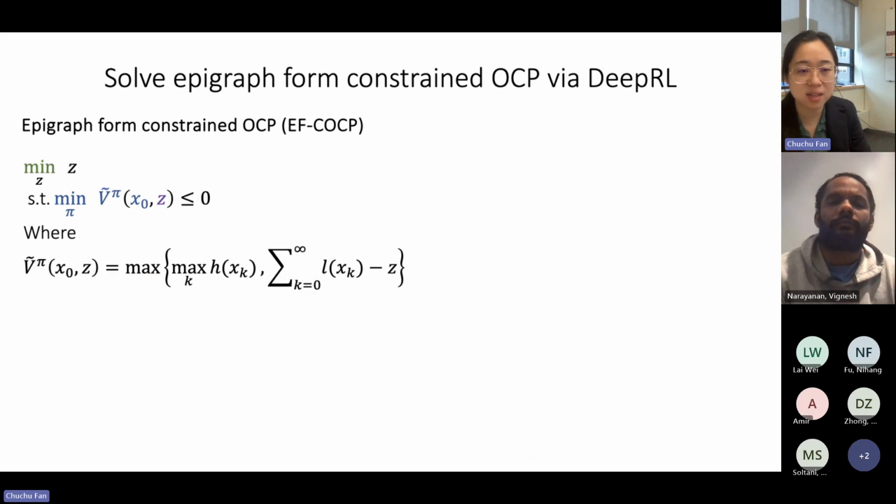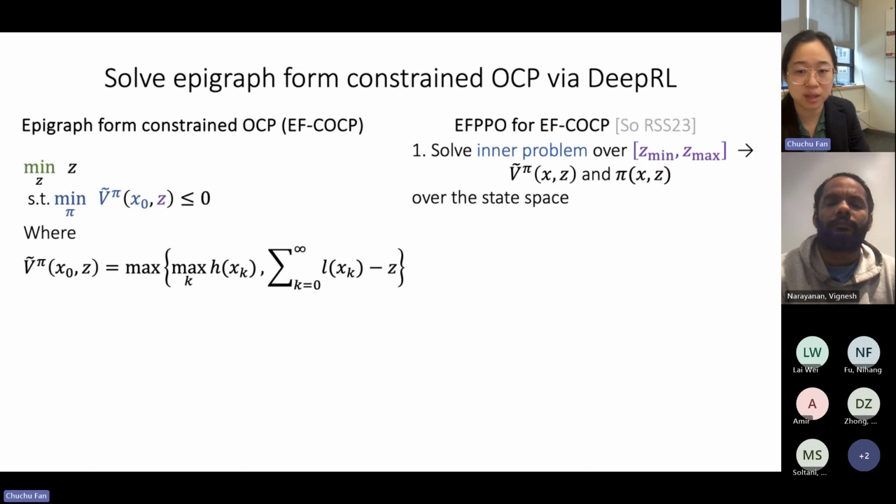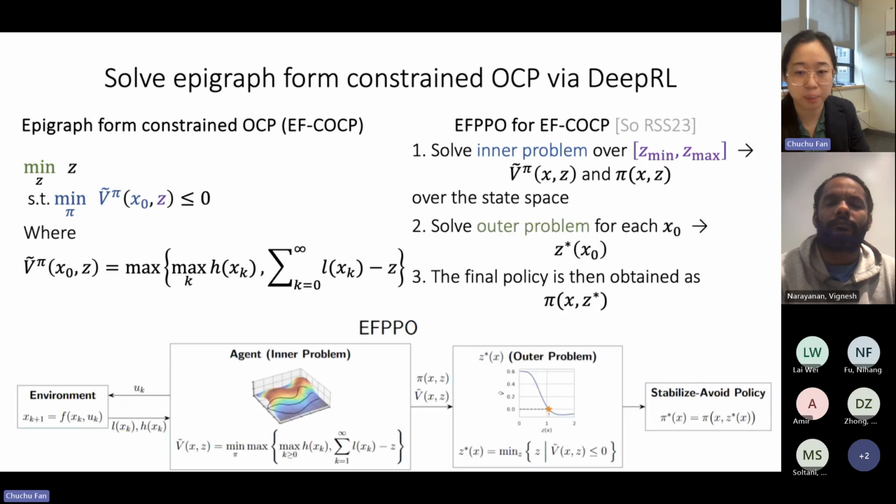Now, once we have that, this epigraph form of the constrained optimal control will be solved using the following approach. Let me just directly pull everything here. Basically, we first find the range of z. You can find a very large range, sample a bunch of z's over the range, and solve this inner problem, which is an unconstrained optimization problem, for which we can use any unconstrained reinforcement learning approach. Here, what we're doing is the PPO approach.